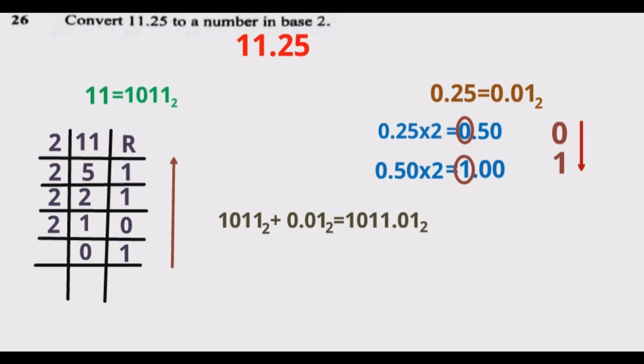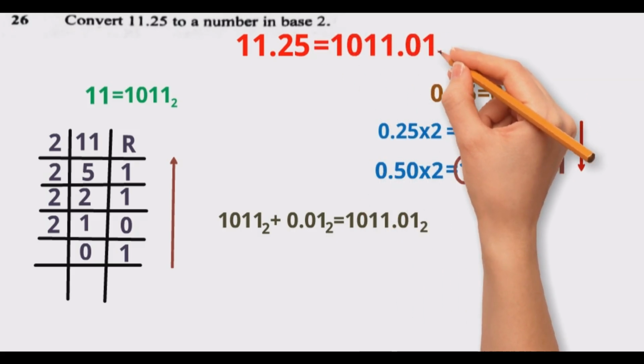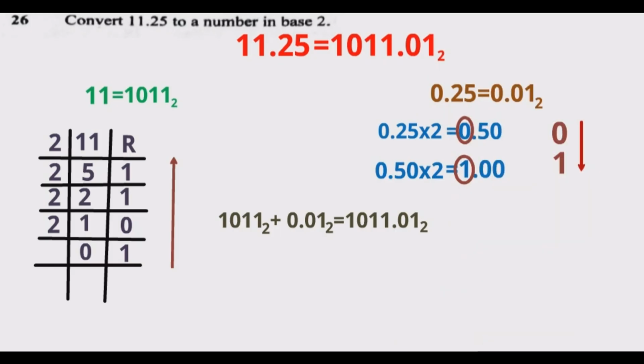Then when I add that, it's going to give me the answer, which is 1011.01. So therefore we can say converting 11.25 to base 2 will give us 1011.01 base 2. Basically that is the answer for this question. If you have got questions, you can ask in the comment section. Otherwise, that is the correct answer.